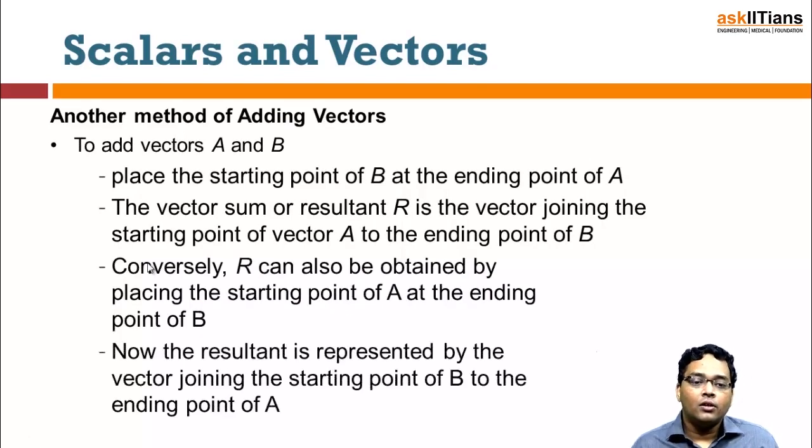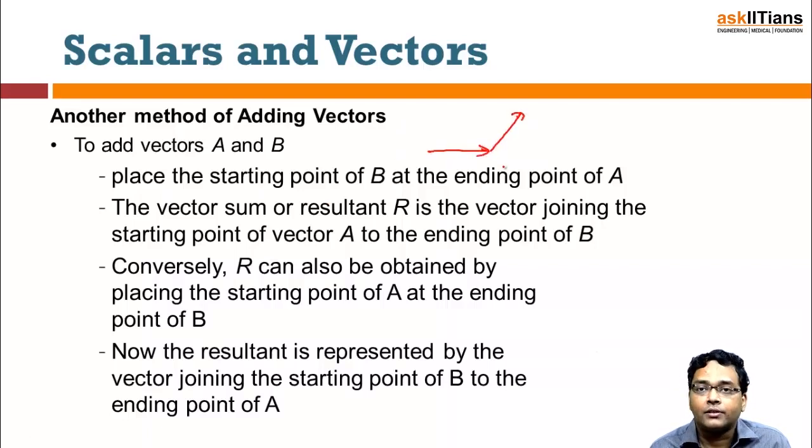So let me explain. Place the starting point of B at the ending point of A. I'll just explain what is being done. You have one vector here, you have another vector here. You parallelly shift. So for instance, this is your vector A, this is vector B. You have parallelly shifted such that the tail of the vector B matches with the tip of the vector A. In that case, the resultant is going to be given by the third side. So this is your diagonal.